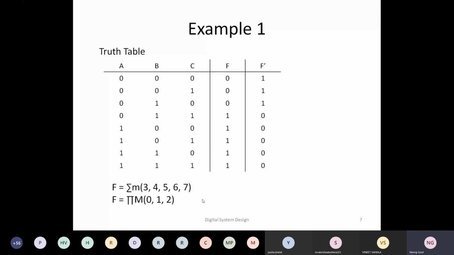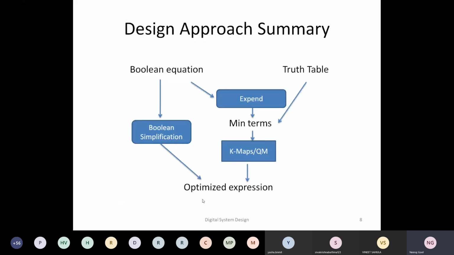Okay, so good, but I can summarize this whole approach like this: either we will get a Boolean equation or somebody will tell me a truth table. Now, if I'm getting Boolean equations, either I will do Boolean simplification using Boolean algebra, or I will expand them to create the canonical form, and finally I will have min terms. And similarly from truth table also, I'll get these min terms, and from the min terms, I can use K-map or QM method to get the optimized expression. So similarly from Boolean simplification also, we'll get this optimized expression.